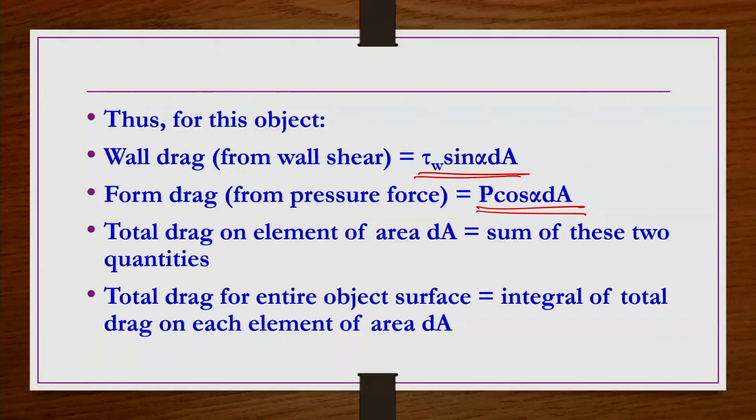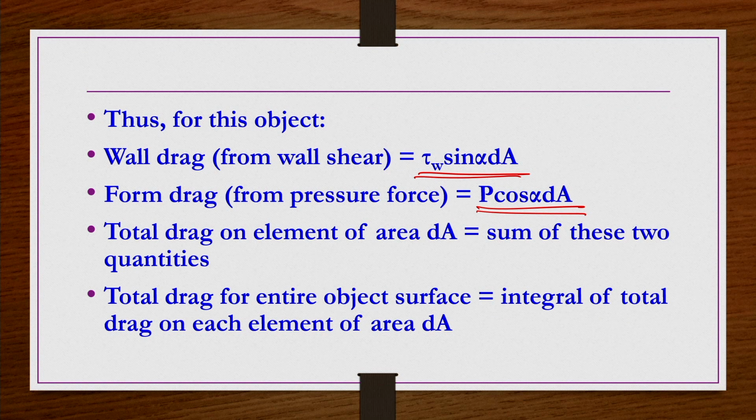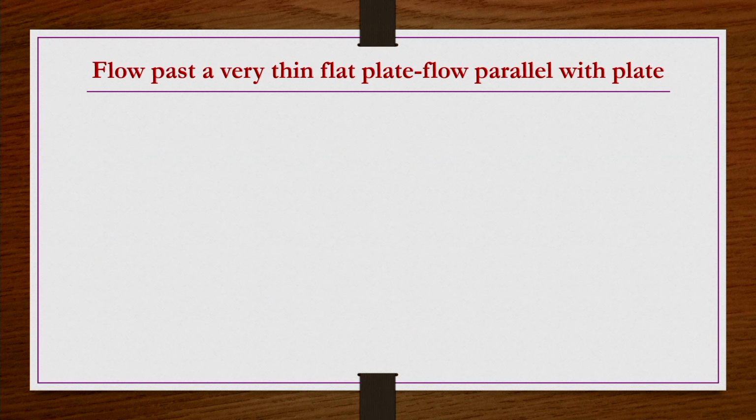So that is how they depend on the case. Now we take a case where only one of these components may be dominating, and the other components may be negligible. Let us take flow past a very thin flat plate, with the flow parallel to the plate. So then what happens?